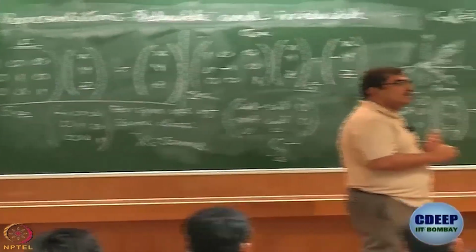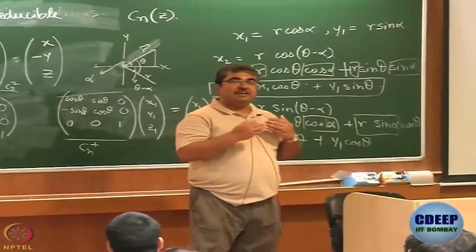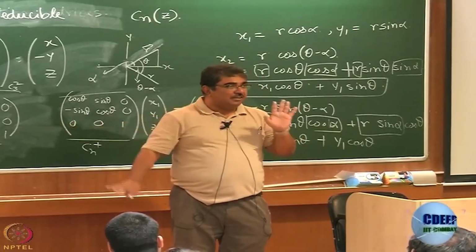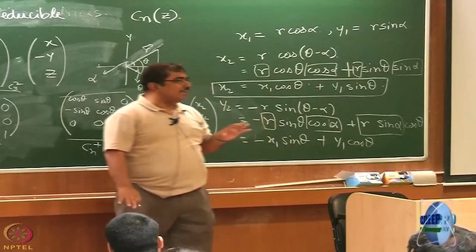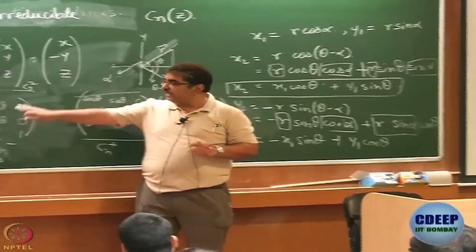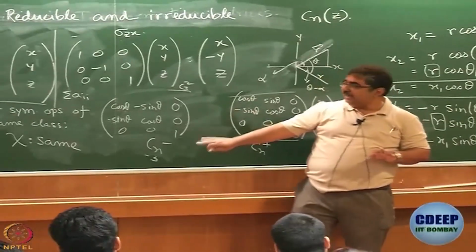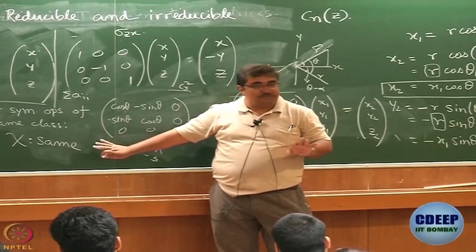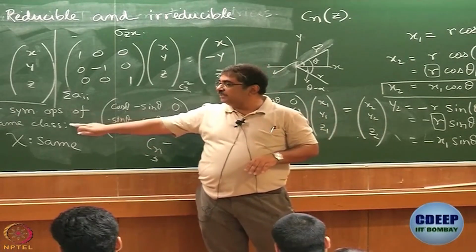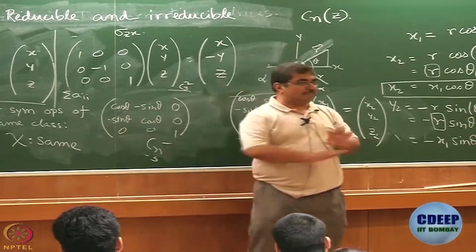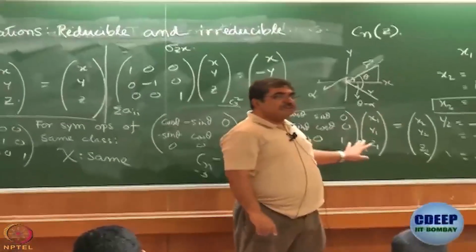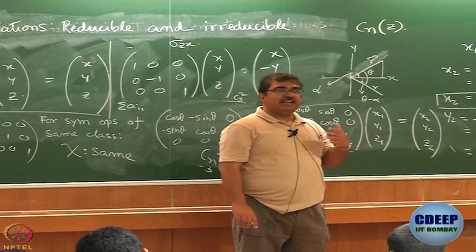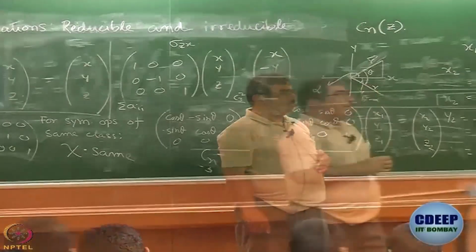So, the name character is actually justified. They are unique properties of these operations. We will elaborate upon that a little later. For now, it is enough if you know that the sum is called a character, and as long as you have understood that we have demonstrated, not proved, that for symmetry operations of the same class, characters are the same. So what we have arrived at is transformation matrices for identity, reflection and rotation.